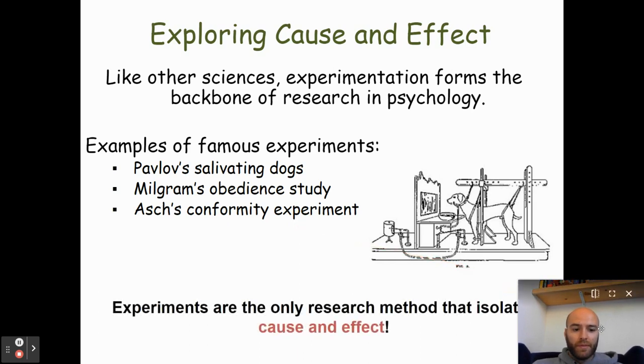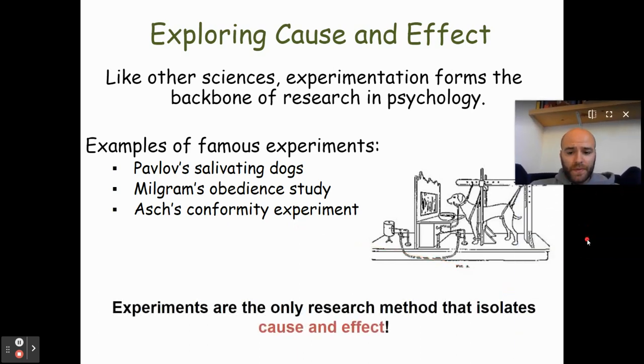But the big thing to remember here with research: experiments are the only form of research that isolates cause and effect, right? And that's the big thing. We talked about correlational studies, and they can show us the relationship between the variables and how they interact and how they're related. But experiments are the only thing that can tell us that A, or the independent variable, is causing B, or the dependent variable, and can show cause and effect. So that's what we're going to focus on here.